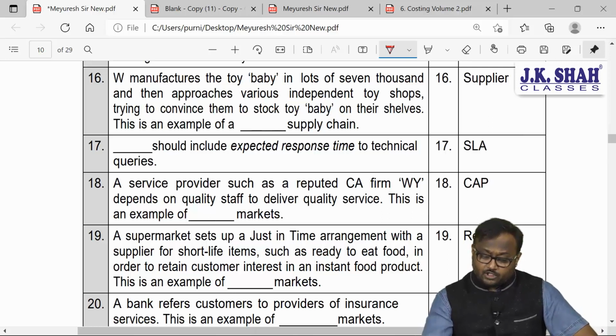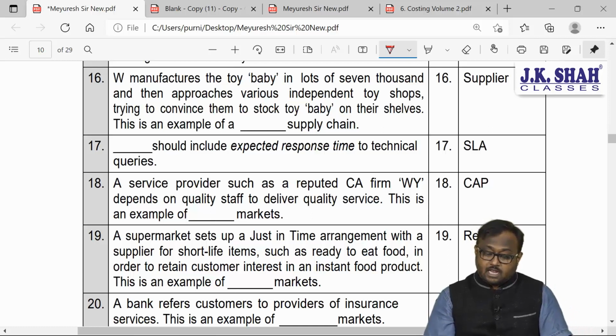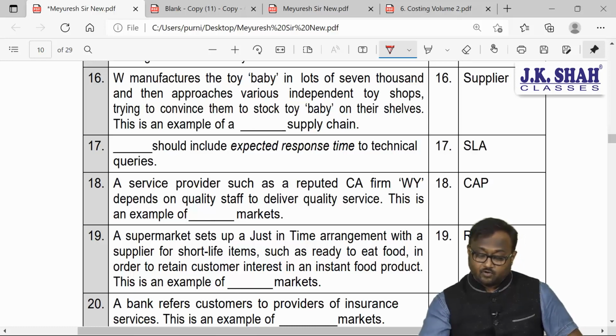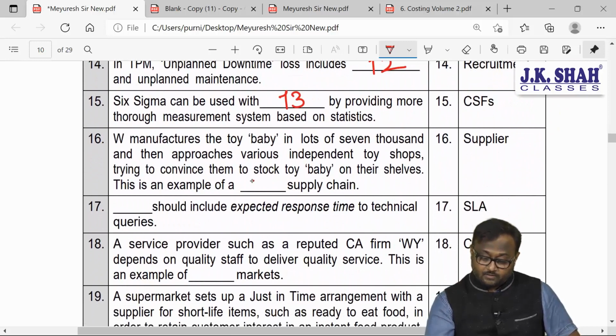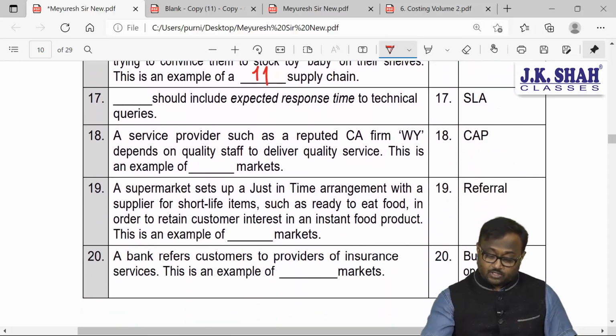W manufactures a toy baby in lots of 7,000 and then approaches various departments of toy shops trying to convince them to stock baby on their shelves. This is an example of, it has to be pushed, no, you're producing it and then you are reaching the customer. So it is push approach.